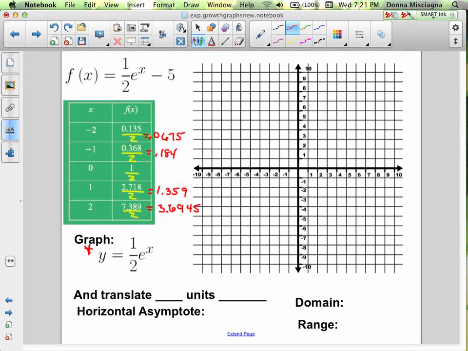Now, obviously, we're not going to be perfect in graphing our decimals here, right? You're not going to be able to graph 3.6945 to the exact decimal. You're just going to approximate. All right, so 0.0675. Well, that's really, really small.